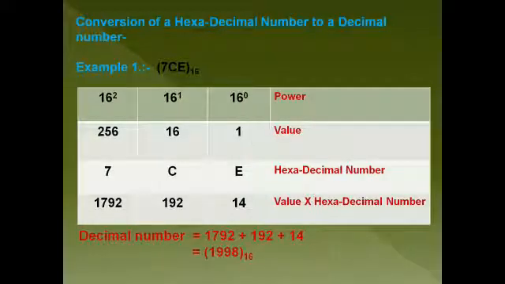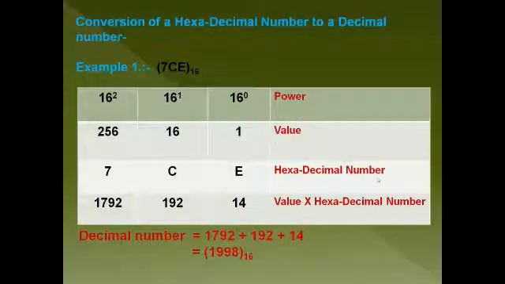Now these are the values. I told you earlier that if the power is 0, then the number becomes 1. So 16 power 0 becomes 1. 16 power 1 is equivalent to 16. 16 multiplied by 16 becomes 256.